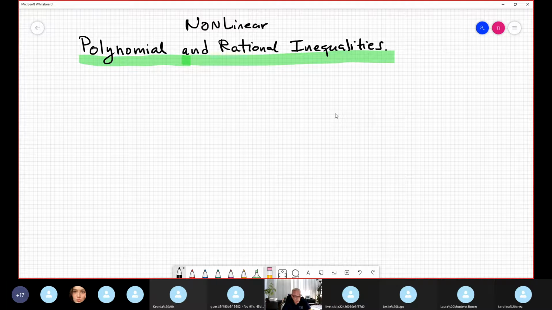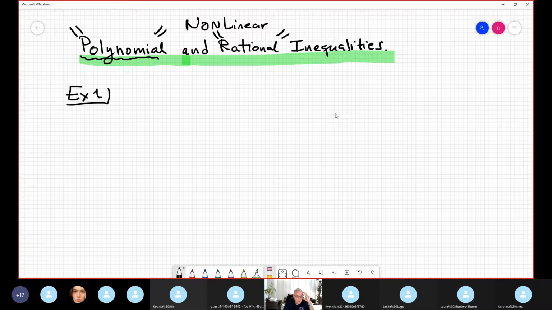When you compute domain, you solve a linear, which is super easy. But this is non-linear, so it's a little bit more complicated. We have two cases, which are polynomial and rational. Let's do a polynomial first, which is easier, and finally rational. Okay, example one.